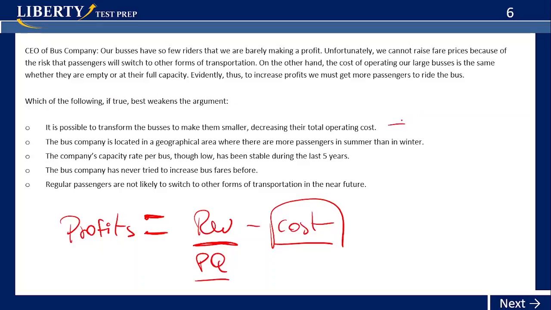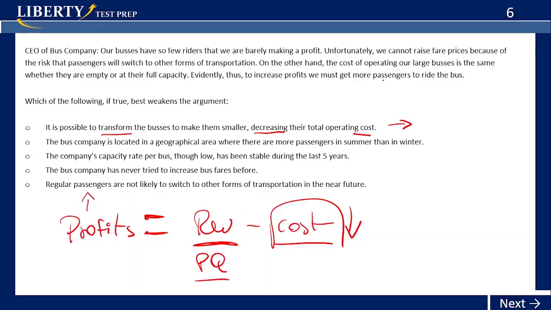Now, here, if you check letter A, they say there is a way that you can do something to the buses. You can adjust them, right? You can transform them. You can convert them into something else. And you will decrease the costs. So if you have less costs, what happens to the profits? It will go up, of course. So is that another way to increase your profits? Yes, that's another way to increase your profits.